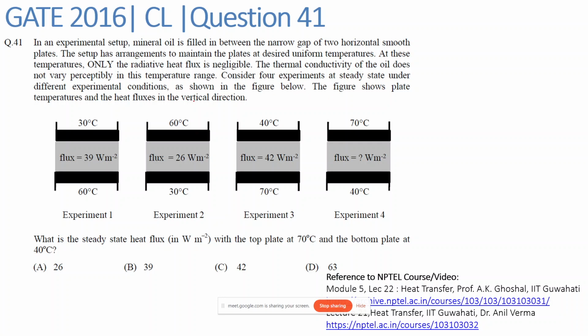The figure shows plate temperatures and the heat flux in vertical direction. Okay, so the plate temperatures and heat flux are in vertical direction. And what is the steady state heat flux in watt per meter square with the top plate at 70 degrees Celsius and the bottom plate at 40 degrees Celsius? So for this experiment 4, we have been asked to find the heat flux.